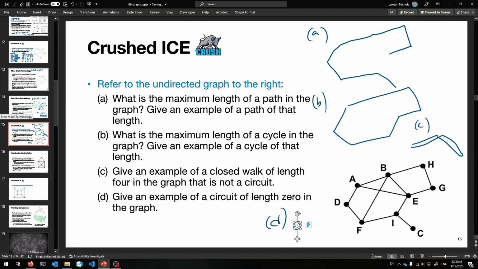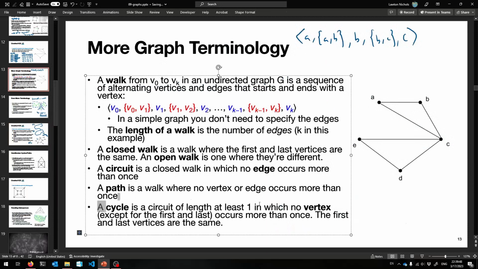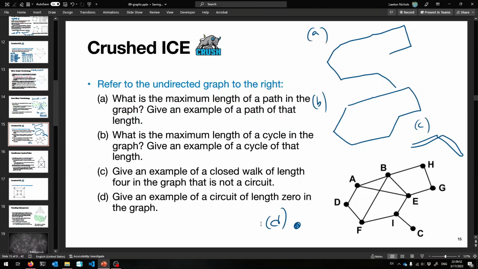It would not, though, be a cycle, because a cycle must be a circuit of length at least one. So you must have made progress. You must have moved. But apparently a circuit, you don't have to move at all. It's still a circuit. So that's the idea there. Hopefully that's making some sense to you.